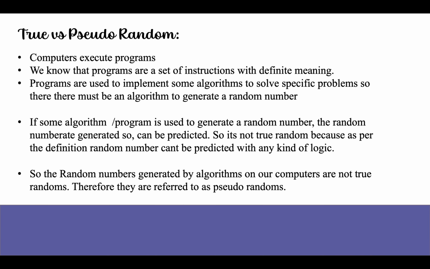So it's not true random because as per the definition of the random number, we can't predict a random number with any kind of logic. So we can say that the random numbers generated by algorithms on our computers are not true randoms. They are referred to as pseudo randoms or false randoms. So whenever we work with randoms in our programs, we work with pseudo randoms. Now let's move on to the coding part.